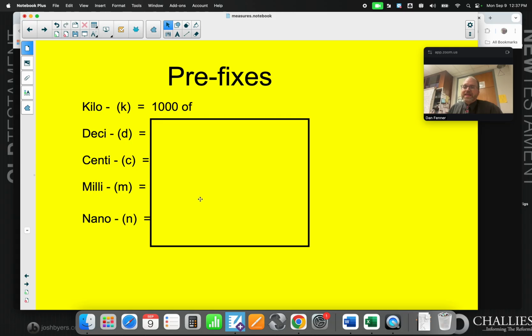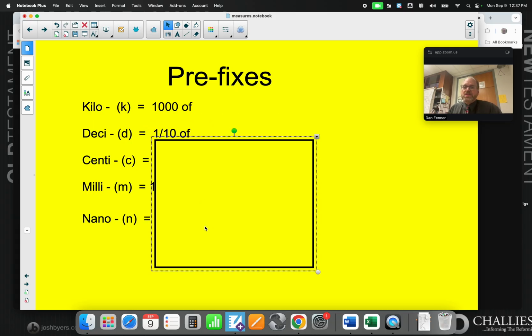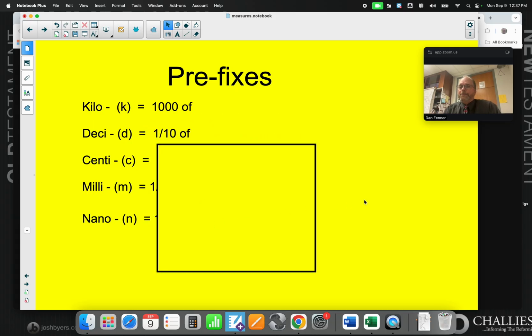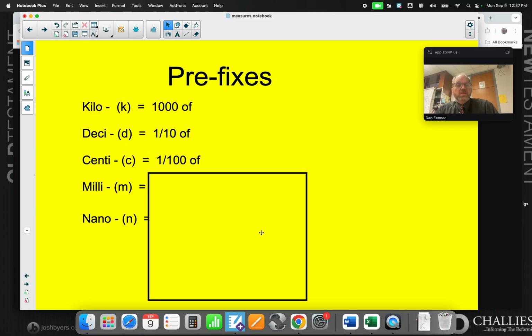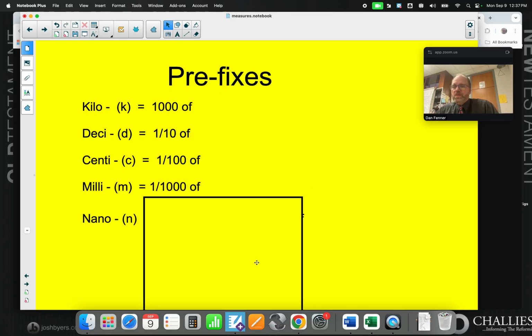All right, deci. Deci means a tenth of. And the way to memorize that, think of a decade. How many years in a decade? 10, a tenth, deci. Good. Centi. Centi is 100th. Again, think century. So a centimeter is 100th of a meter. Milli. Milli is 1,000th. Think of millennium. 1,000 years in a millennium. 1,000th of a meter is a millimeter.